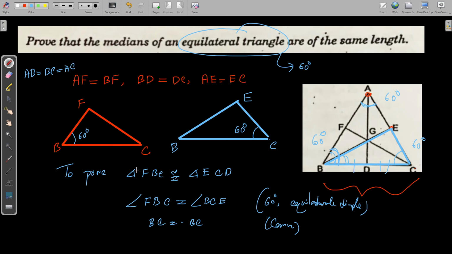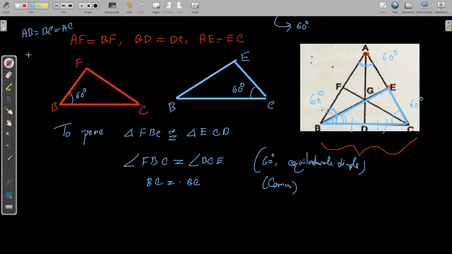From here, what we can do, but we do not have a full side, so we need to prove that BF is equal to EC. So how can we do that? Watch carefully. So what you're going to do is, BF is what? Part of AB. So we know that AB is equal to AC because they are the sides of the equilateral triangle. So if I multiply half with both of them, what am I going to get? Half of AB will be equal to half of AC.